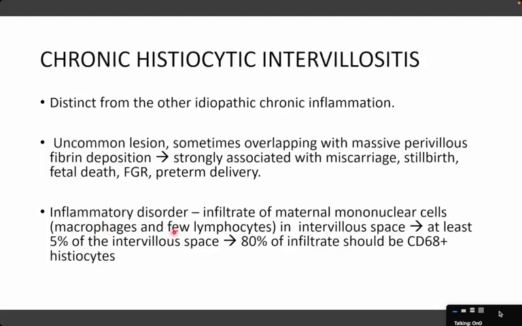So we've seen inflammatory disorders now that involve neutrophils, lymphocytes. This one is macrophages, 3 different types of inflammatory cells. And it's not in the villi, it's in the villus space. You need to have at least 5% intervillus space involvement, and at least 80% of the infiltrate should be CD8 positive.